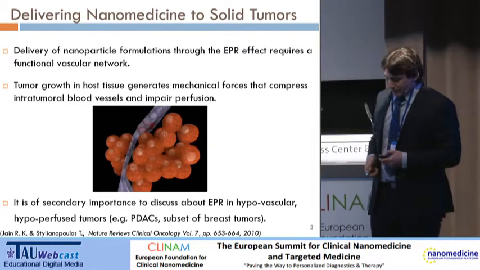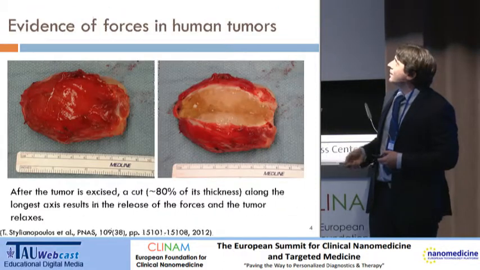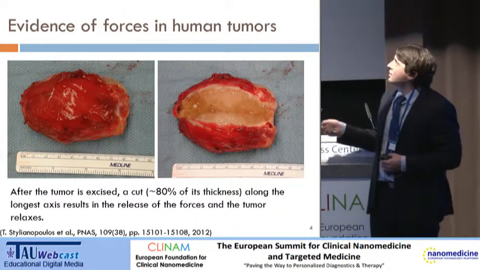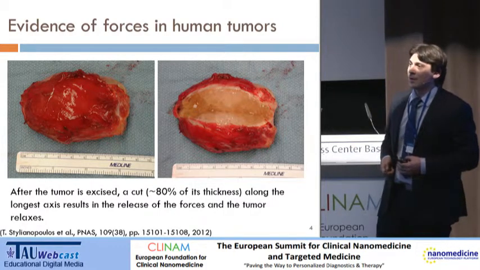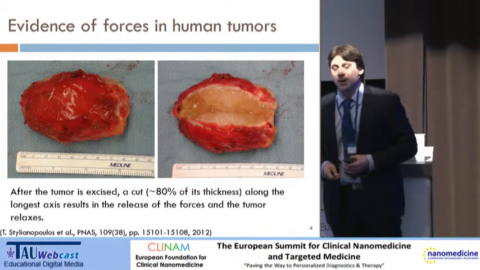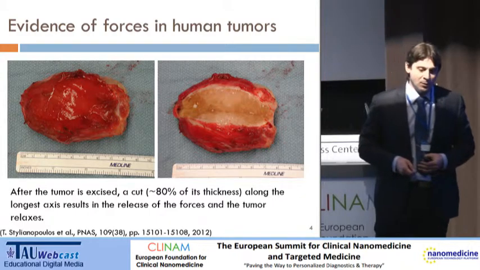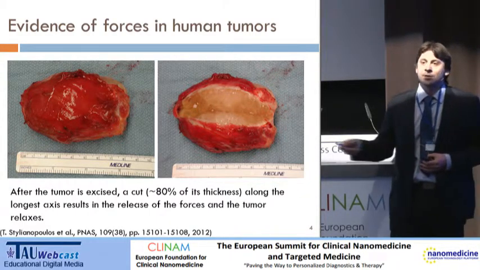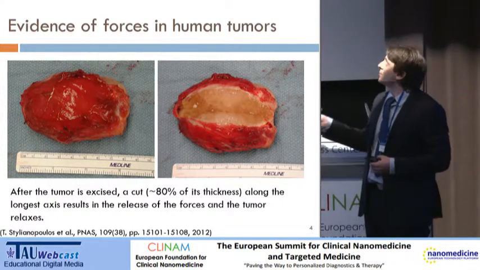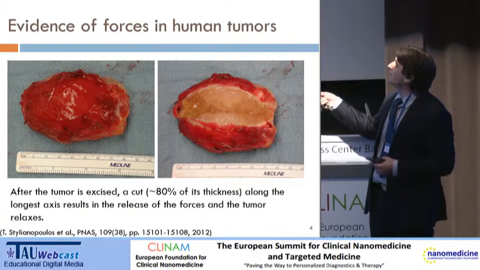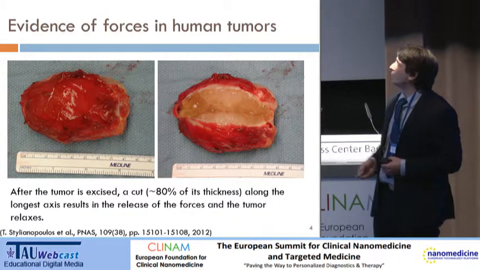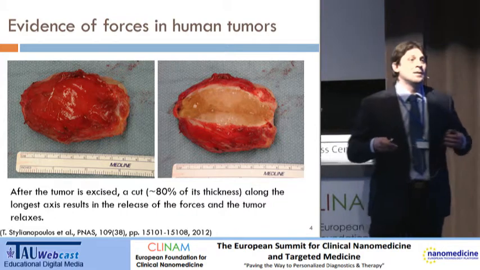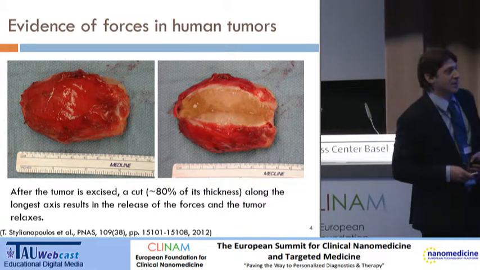So to show you some evidence about the mechanical force in tumors, what we see here is an intramuscular myxoma, which was excised from the right lip of a 62-year-old woman at Massachusetts General Hospital. So after the surgeon excised the tumor, I made a cut, as you see here, along the longest axis, 80% of the thickness of the tumor. And as we see, the tumor relaxes as a result of the relaxation of the stress inside the tumor.